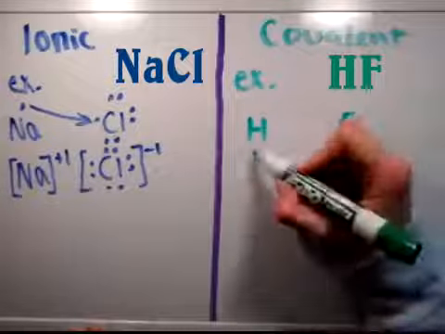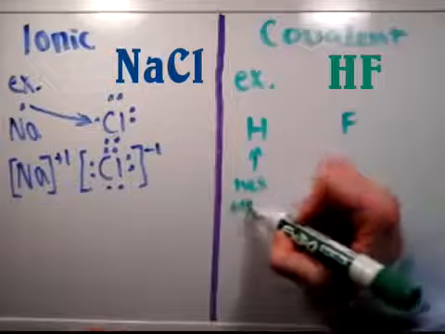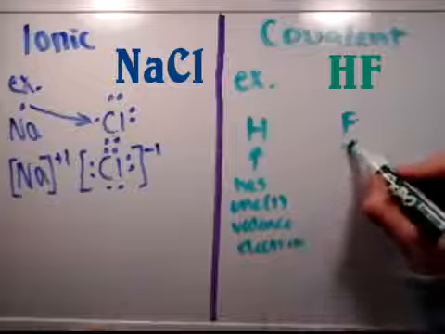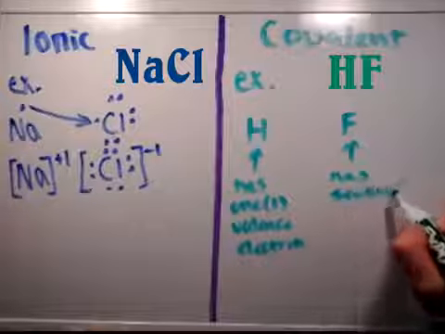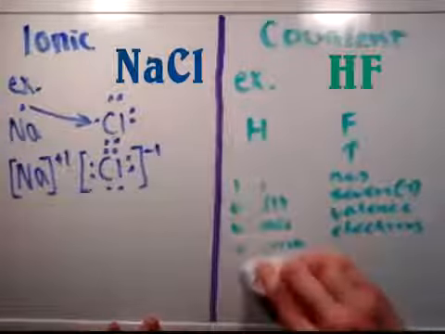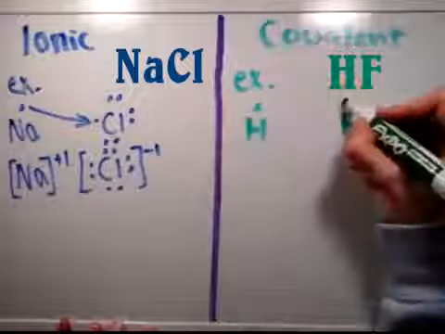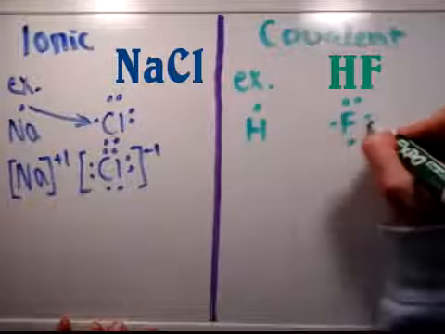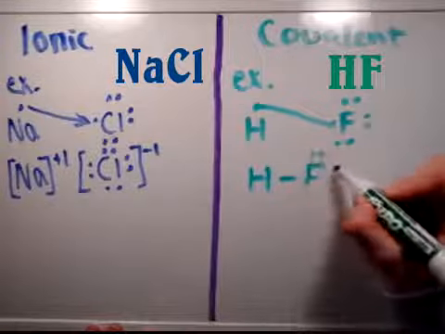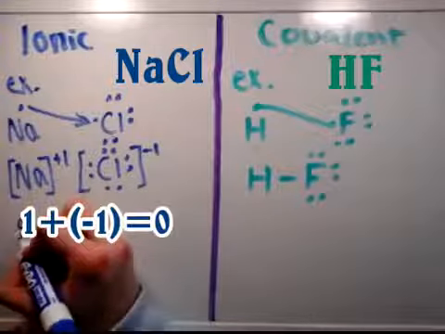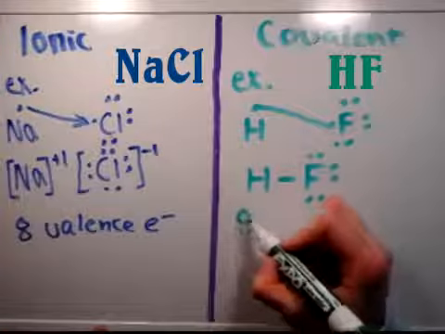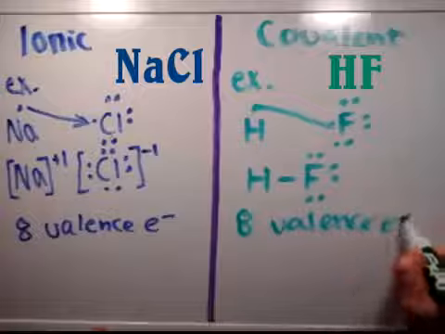Hydrogen fluoride. Hydrogen has 1 valence electron. Fluorine has 7 valence electrons. The electron is shared between the hydrogen and the fluorine, creating a pair. The 2 charges added together equals 0. There are 8 valence electrons. There are also 8 valence electrons in hydrogen fluoride.